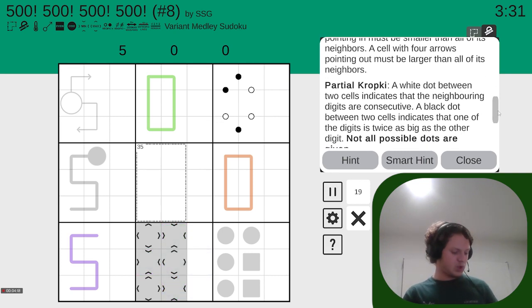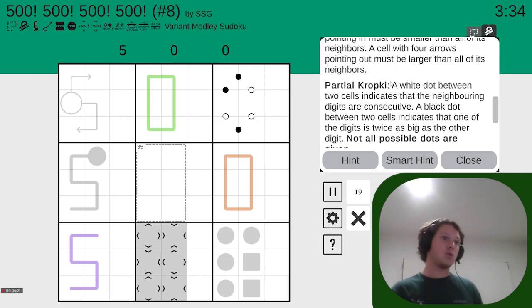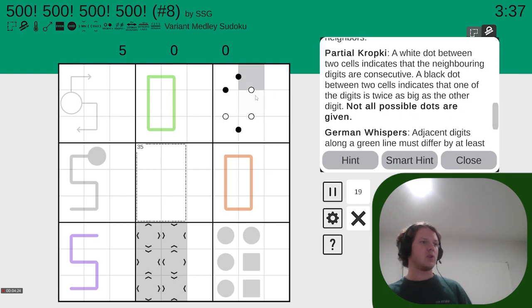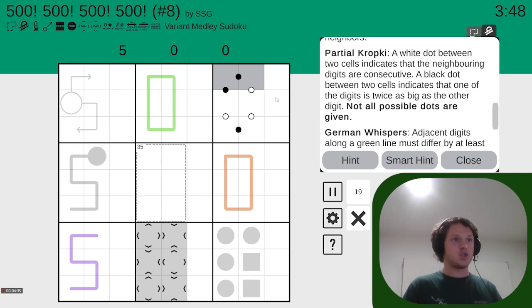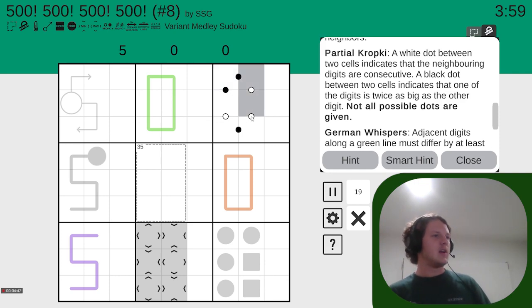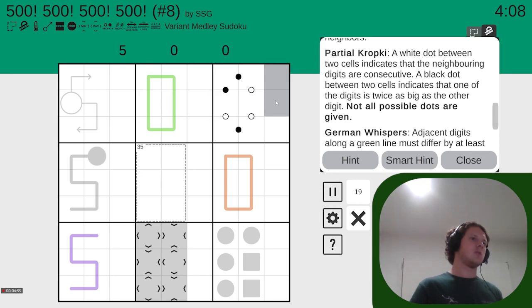The partial Kropki, which we have semi-seen before in episode 3, where a white dot indicates consecutive digits. So this could be a 4 and a 5, a 7 and an 8, but it can't be a 3 and a 1. And black dots indicate a multiplication factor of 2. So if this is a 2, this has to either be a 4 or a 1, because 2 times 2 is 4, and 1 times 2 is 2. This is why you tune in, you learn some stuff. But this is different to the one we did before in episode 3 because it's only partial, which means not all white and black dots are given. So these 2 could still be consecutive, these 2 could be consecutive, or whatever.